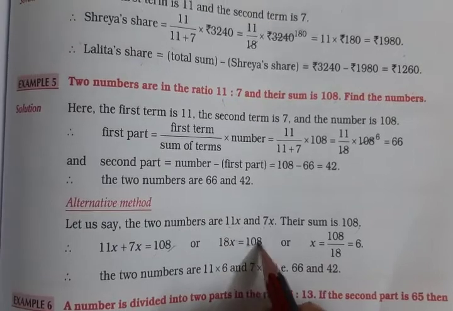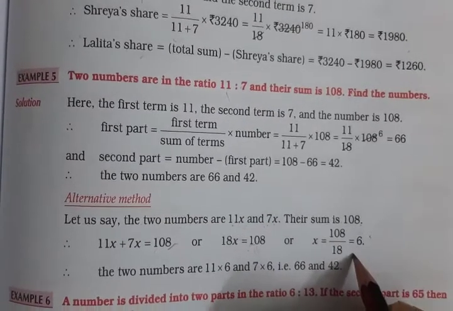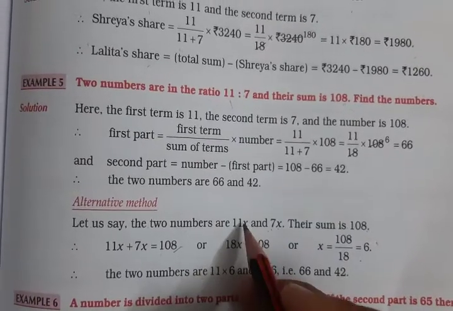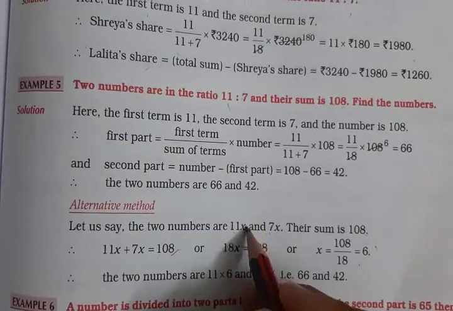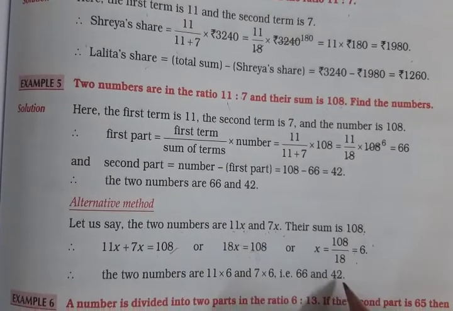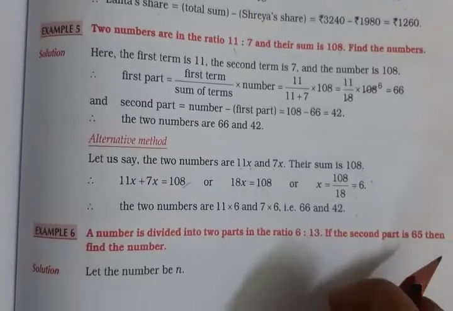Here it was a multiply, here it's a divide. We will get the answer 6. Now x is 6. We will find the numbers. We put first number 11 into 6, that is 66, and second is 7 into 6, that is 42. Understand?